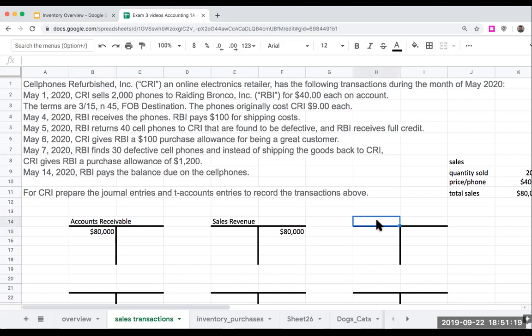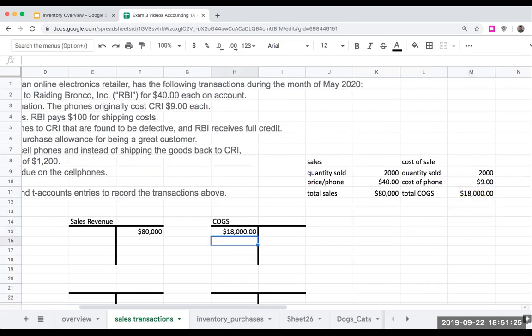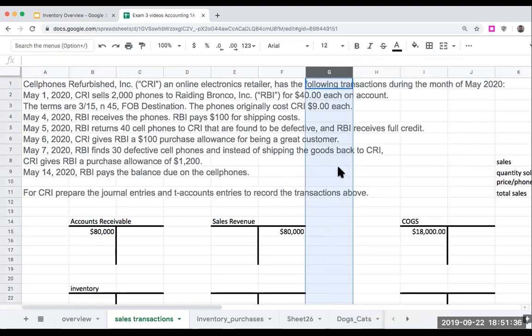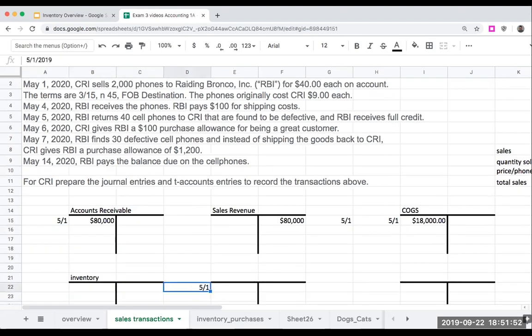Then I'm going to be debiting cost of goods sold. The cost of goods sold will be for $18,000. And then I am crediting inventory, okay? And this is all happening right here. The transaction date for each one of these will be May 1st. I'm going to be crediting my inventory for 18,000.